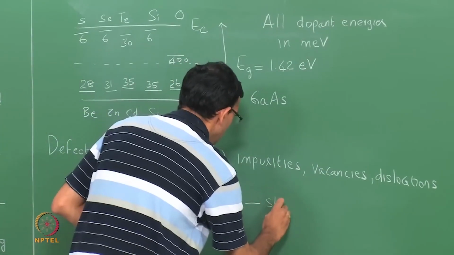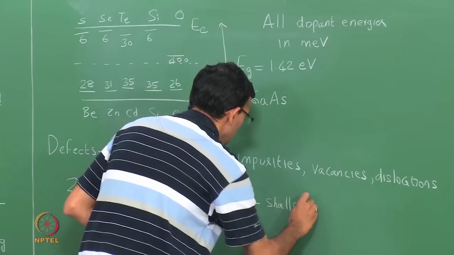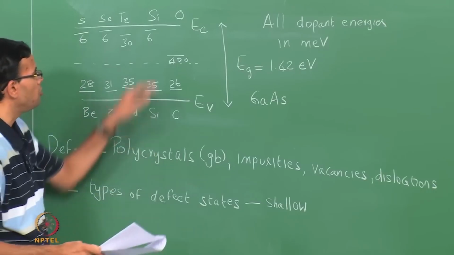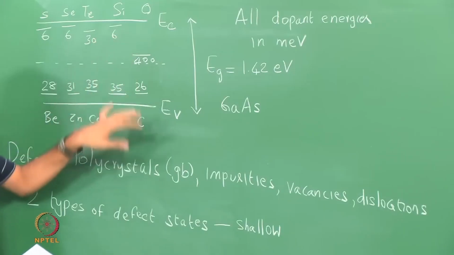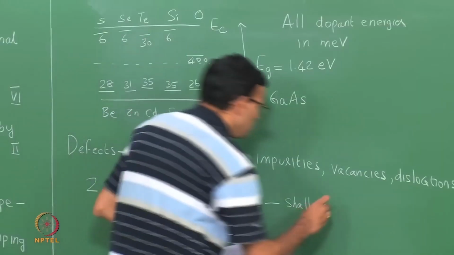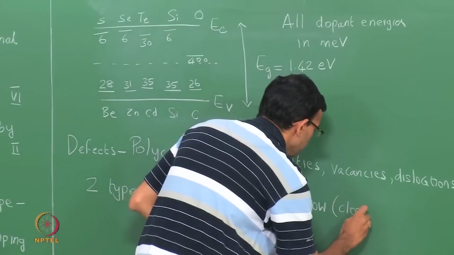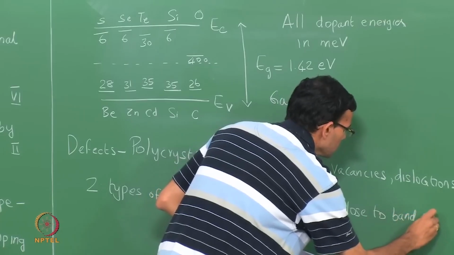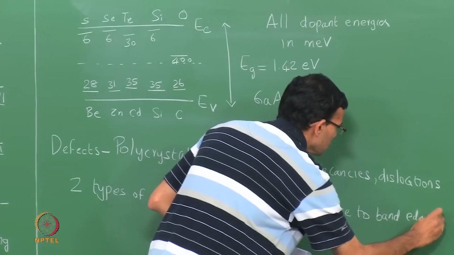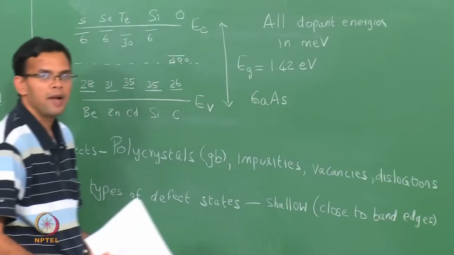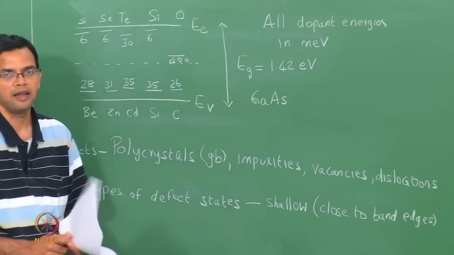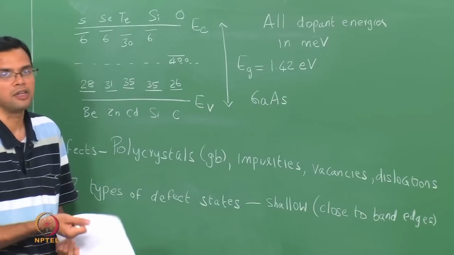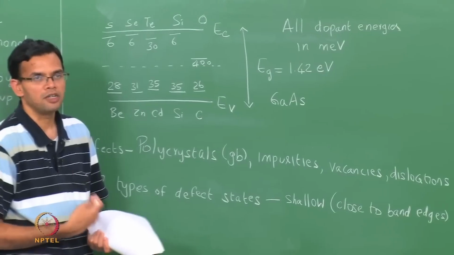One is shallow. Shallow states are those that are located either close to the conduction band or close to the valence band. So, they are close to the band edges. And because they are close to the band edges, they can easily get ionized at room temperature. So, shallow states mostly affect the conductivity, can either increase or decrease the conductivity.